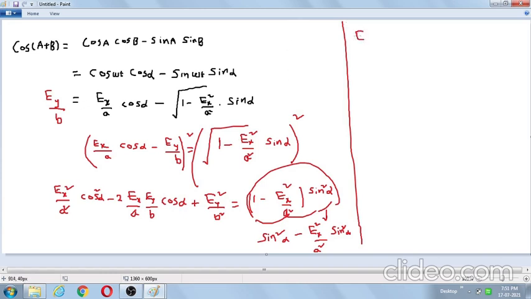So here Ex square by A square is taken common. Sin square alpha plus cos square alpha is equal to 1, so that term becomes simply 1. So Ex square by A square into 1 is Ex square by A square minus 2 into Ex into Ey by AB into cos alpha plus Ey square by B square is equal to sin square alpha. This is our final equation.